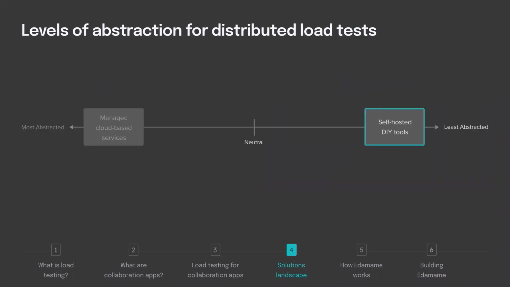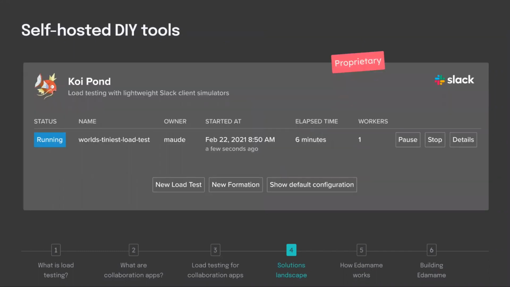Let's now go to the other end of the spectrum, self-hosted DIY tools. DIY tools are homegrown solutions, where essentially the company builds their own load testing solution. We did find several examples of companies that did this, and one example is Slack's Koi Pond, which is their proprietary load testing framework for simulating Slack clients specifically. It's designed only for Slack with their scale, their client behavior, and their considerations in mind.